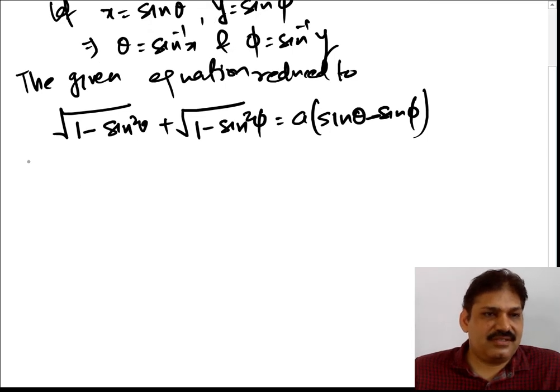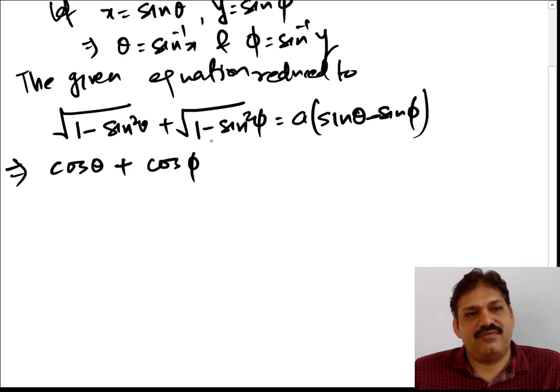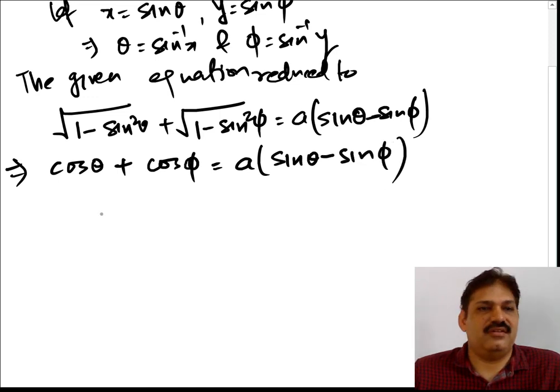So now the left hand side is simply 1 minus sine square theta is cos square theta. On taking square root, this is cos theta plus cos phi. 1 minus sine square phi is cos square phi. The square root of cos square phi is cos phi, is equal to a times of sine theta minus sine phi. Now cos c plus cos d.